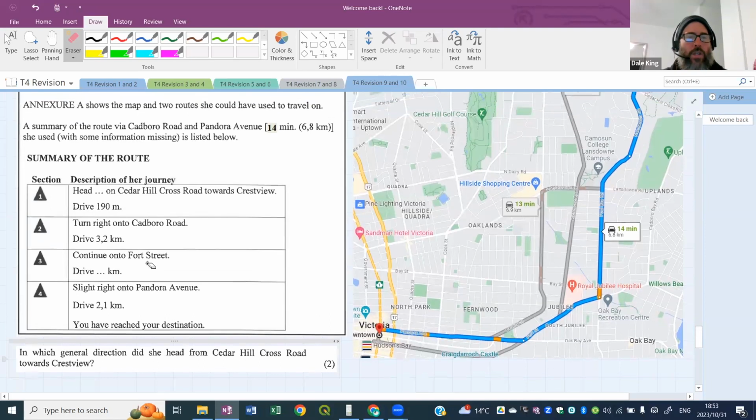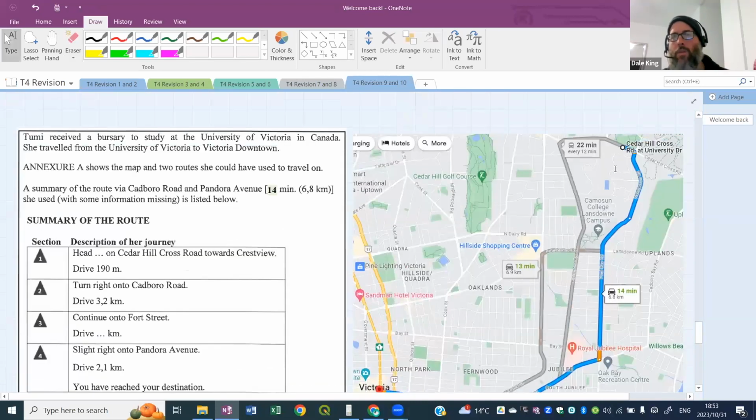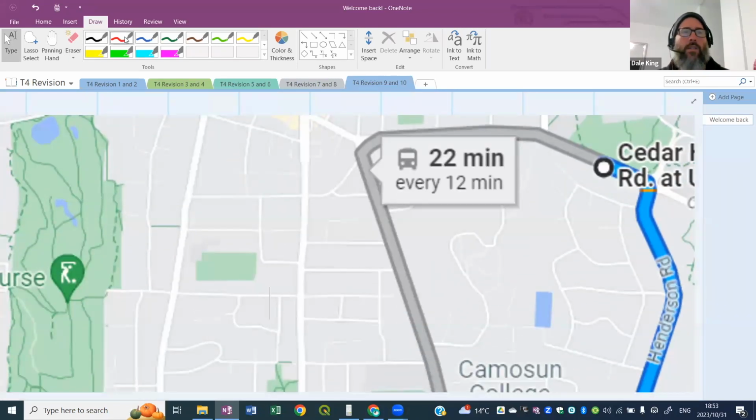It says, in which general direction did she head from Cedar Hill Crossroad towards Crestview? So the question is down here at the bottom. So that's the first part of this journey, number 1. Now, if we go up to the top of the map here, there it is. This is the first part of the journey. So before you turn right, this is the first step there. So in which general direction is the person going along that section of the route?